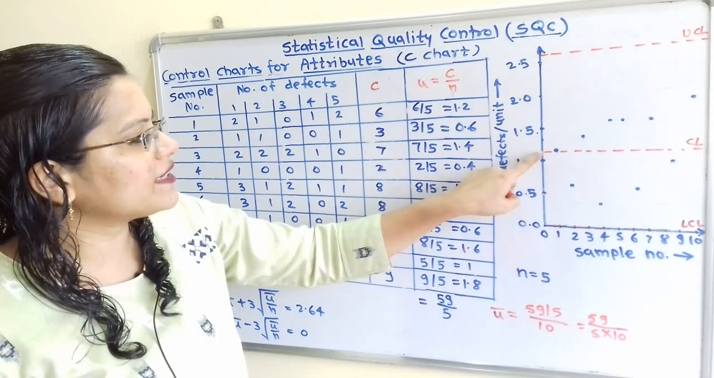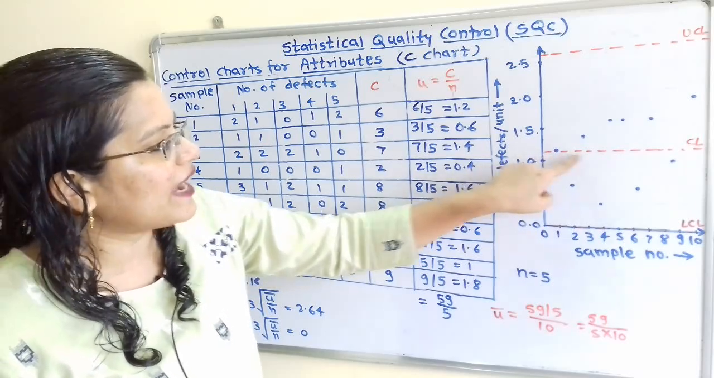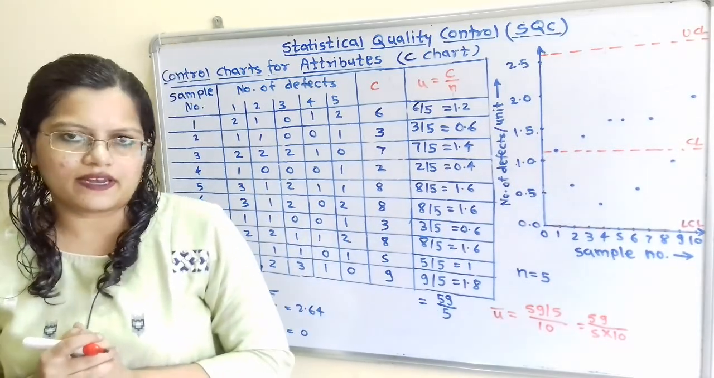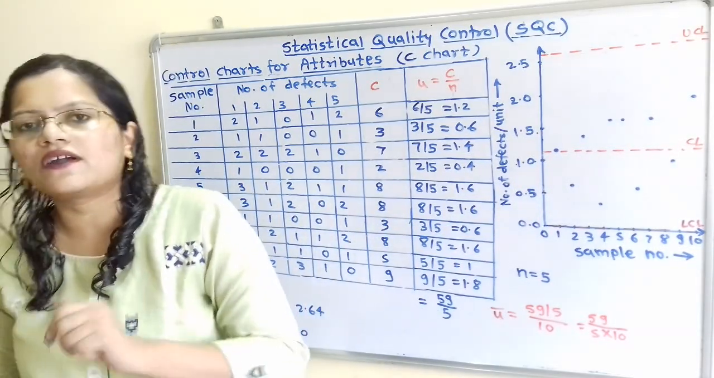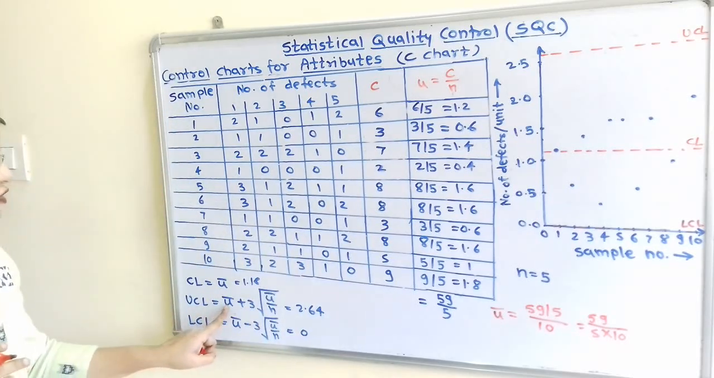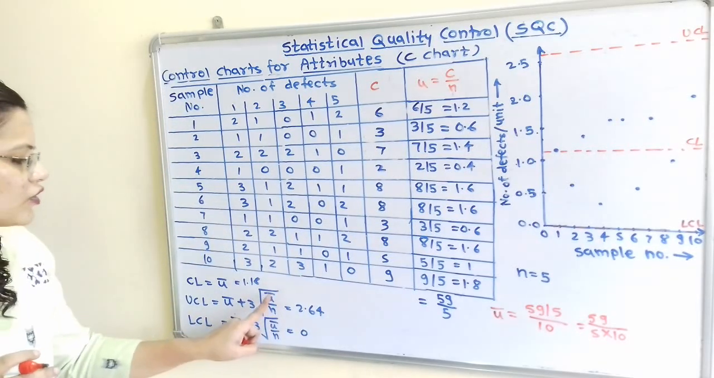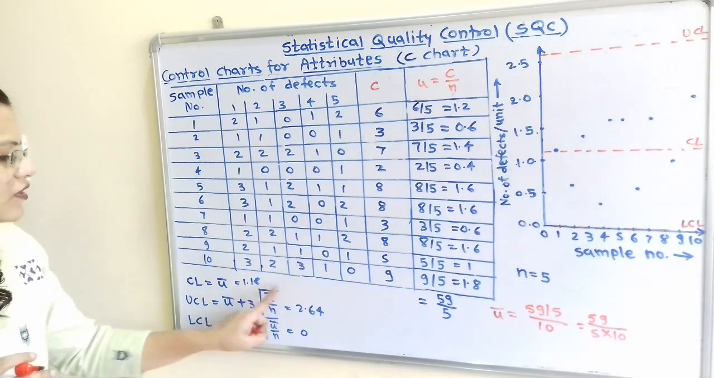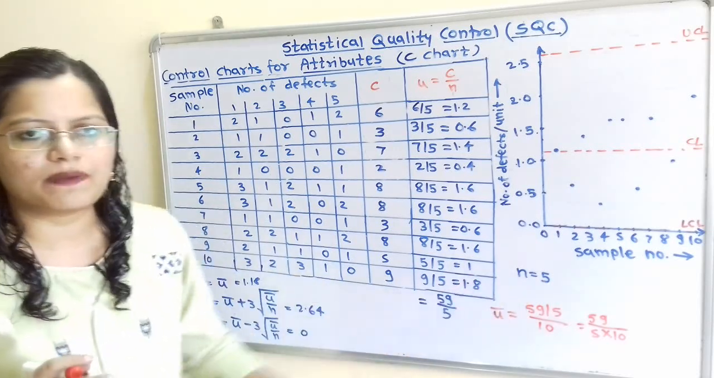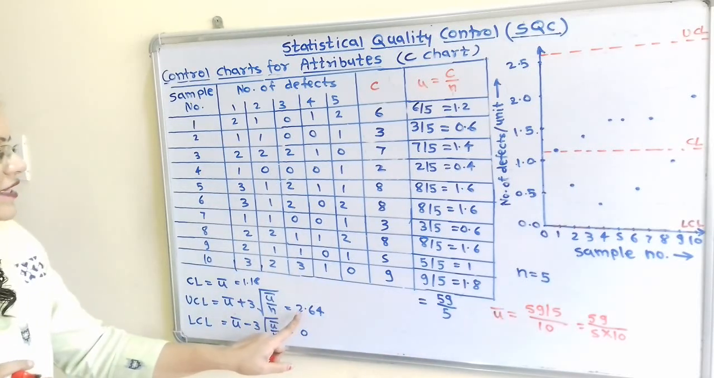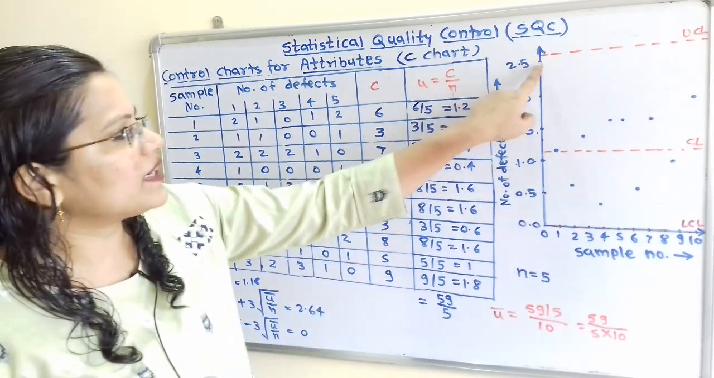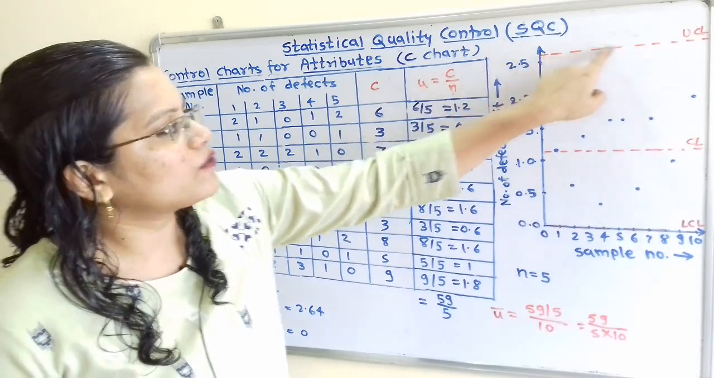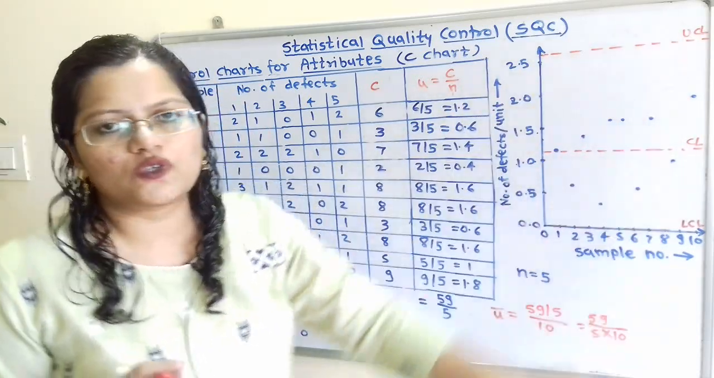At 1.18 we have to draw one horizontal line and plot the center line. Now how to calculate the upper control limit? The upper control limit is u bar plus 3 under root of u bar by n. That is 1.18 plus 3 under root of 1.18 divided by 5. If we calculate, we will get 2.64. So here after 2.5 is 2.6, and then we have to draw the upper control limit.